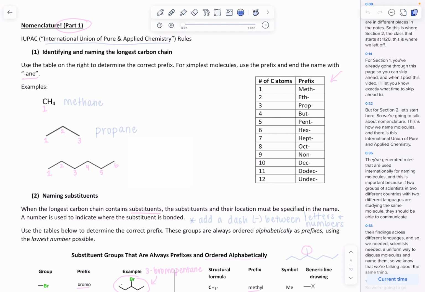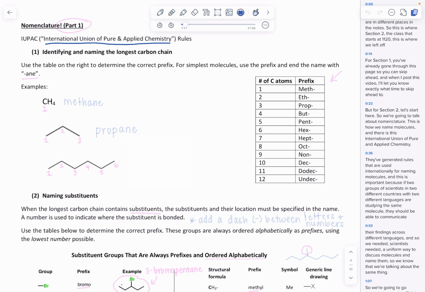So we're going to talk about nomenclature. This is how we name molecules. And there is this International Union of Pure and Applied Chemistry. They've generated rules that are used internationally for naming molecules. And this is important because if two groups of scientists in two different countries with two different languages are studying the same molecule, they should be able to communicate their findings across different languages. And so scientists needed a uniform way to discuss molecules and name them, so we know that we're talking about the same thing. So we're going to go through these rules.